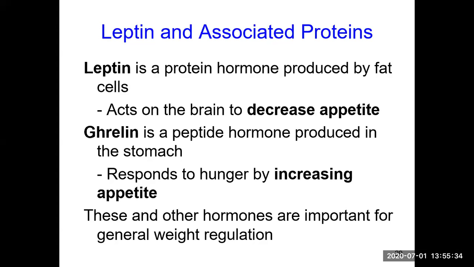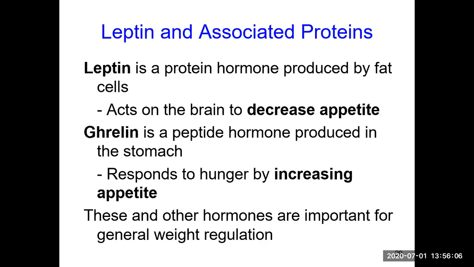Some of the common associated proteins are leptin and ghrelin. Leptin is a protein hormone produced by adipocytes, that means your fat cells. Leptin and ghrelin are antagonistic, they act in opposite manner. Leptin goes to the brain and acts on some of your neurons, and it tells the body that you're not hungry anymore. It decreases the appetite, so you get the feeling of, okay, I'm full, I don't want to eat.